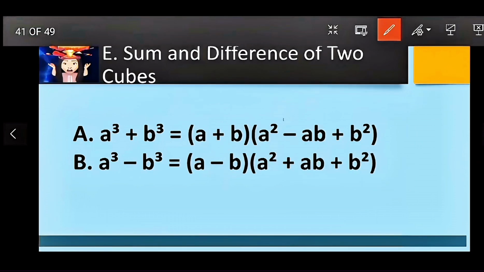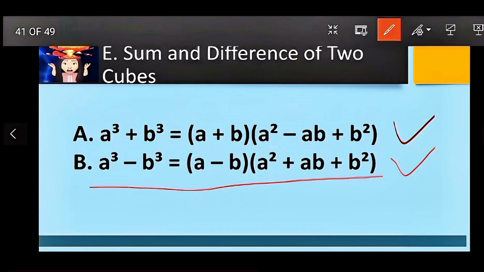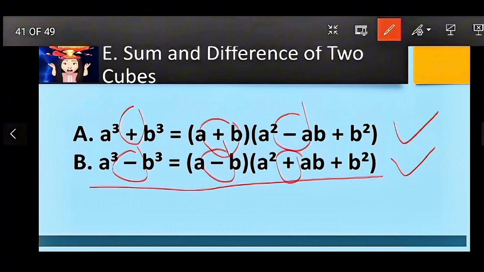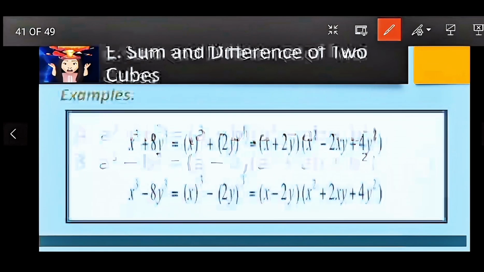And we need to square the first term, minus the product of the first and the second term, and square the second term. Letter B, same steps, but the only difference is the signs. If it is a sum, it's add here, and the other one is minus. What if it is a difference? The sign here is minus, and the other sign is add or plus. Now let's move on to our examples.